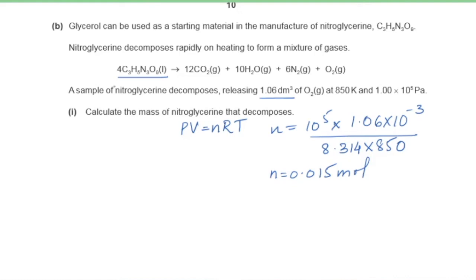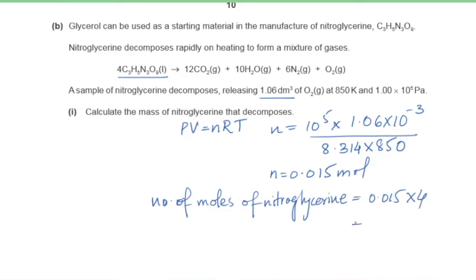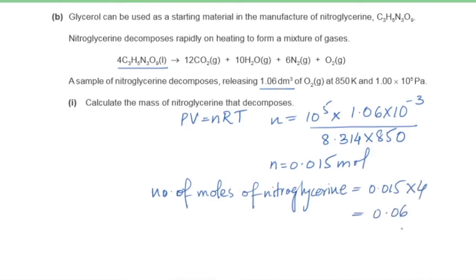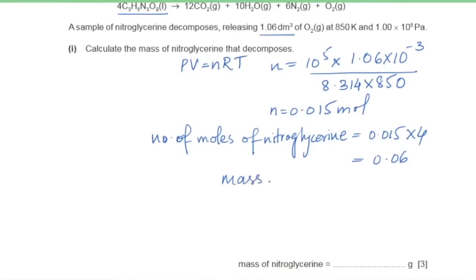Now, the mole ratio of nitroglycerin to oxygen is 4:1, so the number of moles of nitroglycerin is equal to 0.015 × 4, and that is equal to 0.06 moles. Now, to deduce the mass of nitroglycerin, we must multiply its number of moles with its relative formula mass, which is 227, and we get the mass of nitroglycerin as 13.62 grams.